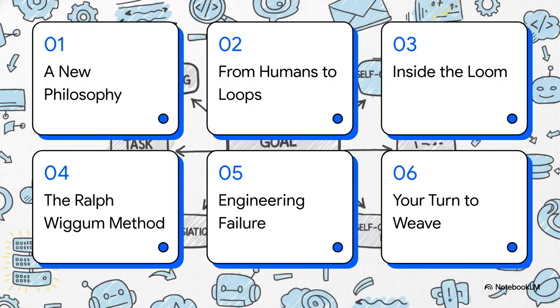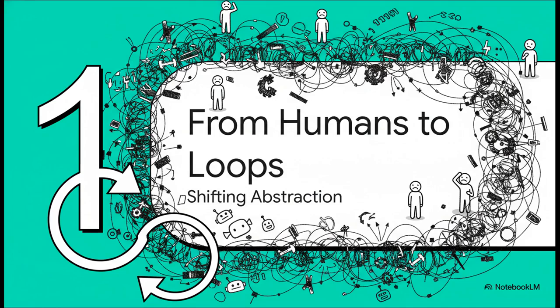So here's how we're going to break this all down today. First, we'll dig a little deeper into this radical new philosophy. Then we'll talk about the shift from managing humans to programming loops. We'll take a look inside the Loom system itself, learn a surprisingly powerful technique to drive it, and then discover a whole new mindset for dealing with failure. And finally, we'll wrap up with how you can start weaving yourself. All right, let's jump right in.